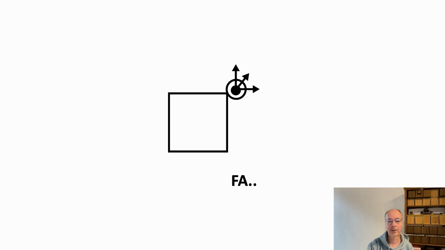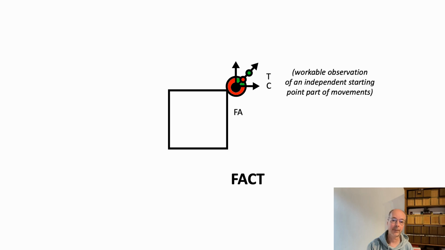With Fa, I will try to grasp it from my viewpoint of the square. That's my starting point, and I will watch what it is, the Fa. And fact then will be an expression of workable observation of an independent starting point of movement. It's a bit complex actually with the C and the T, so it doesn't reveal itself how I should actually design it perfectly. So I didn't succeed immediately, but okay, you have already an idea where it goes to, but I will start anew.